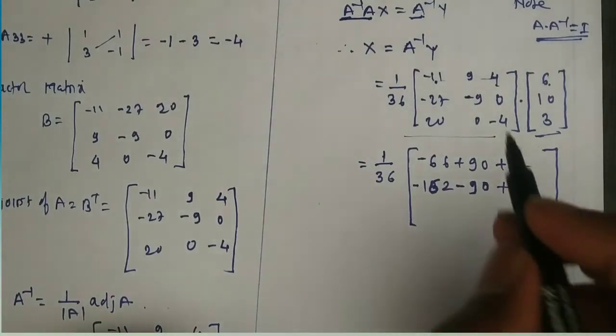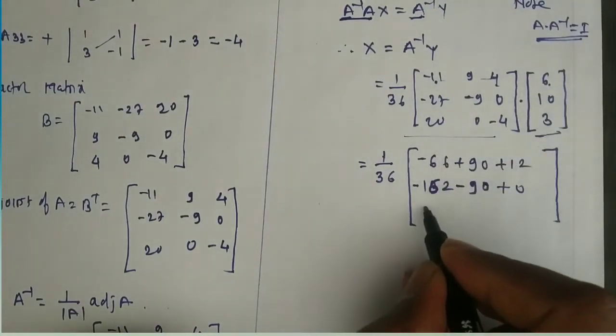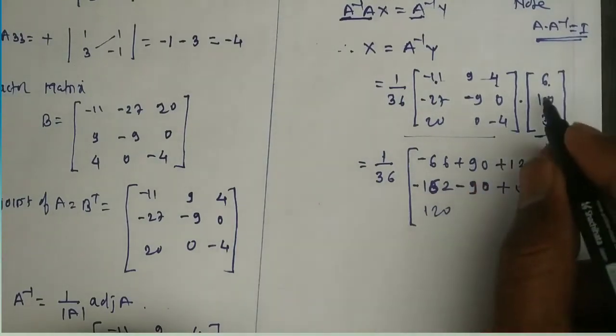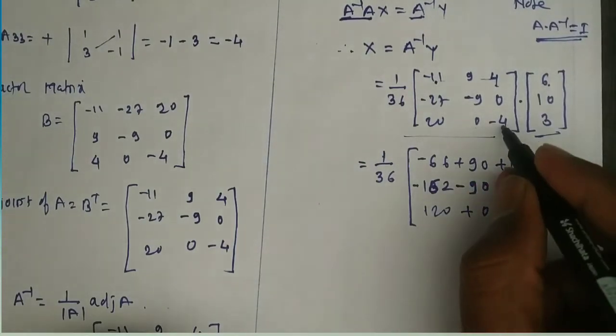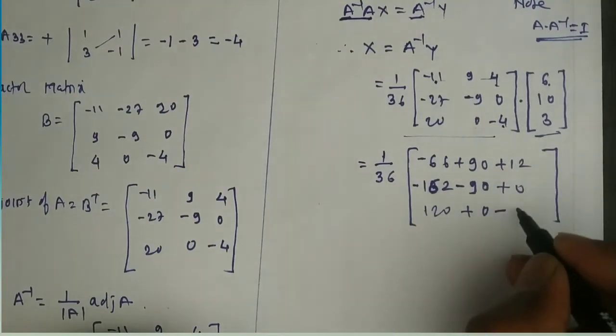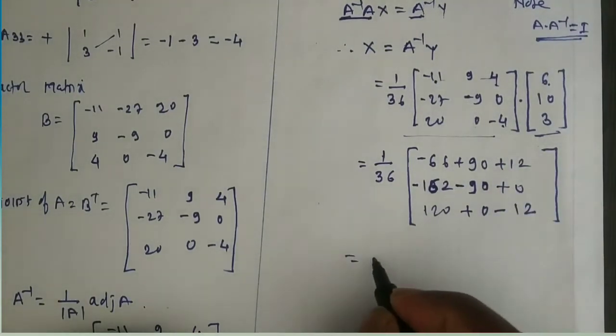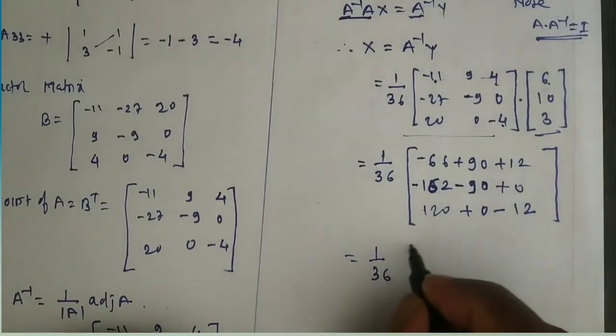Now 20 into 6, which is 120. 26 are 120. Then 0 into 10, which is 0. Minus 4 into 3. Minus 4 into 3 is what? Minus 12. Now this can be written as 1 upon 36.